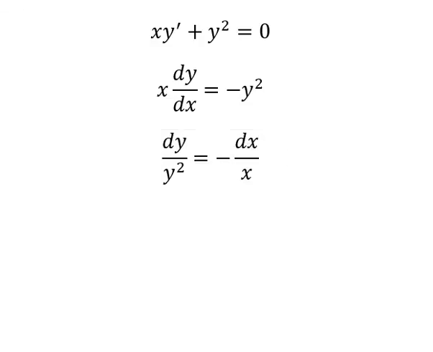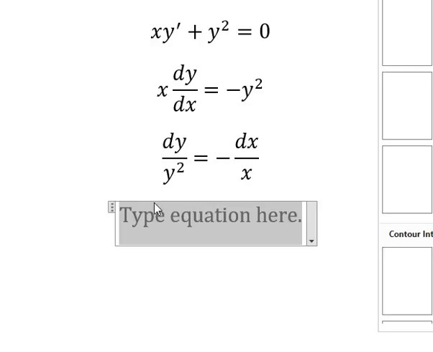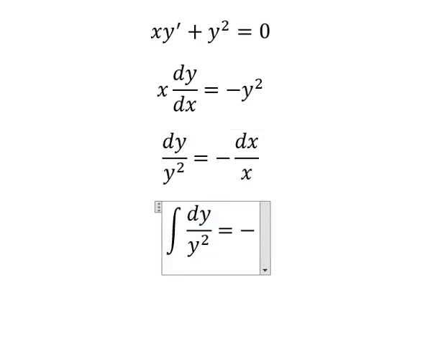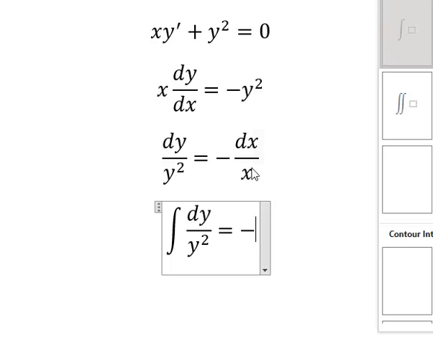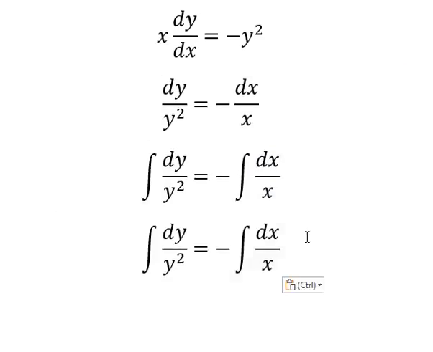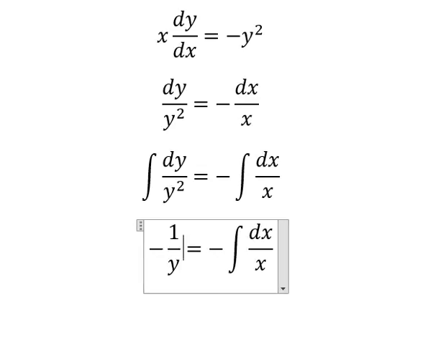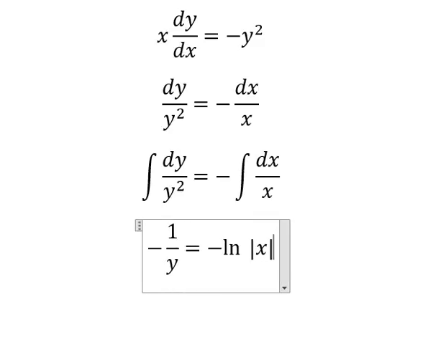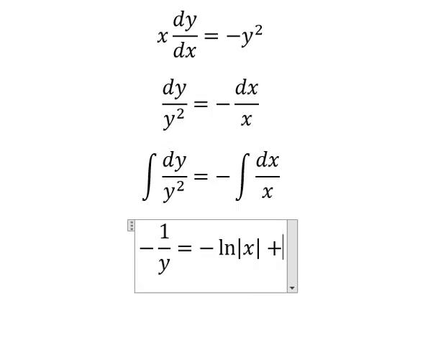Next, we put the integration on both sides. So the integration of this one, we have negative 1 over y. The integration of this one, we have ln of the absolute value of s, and I will put plus c.